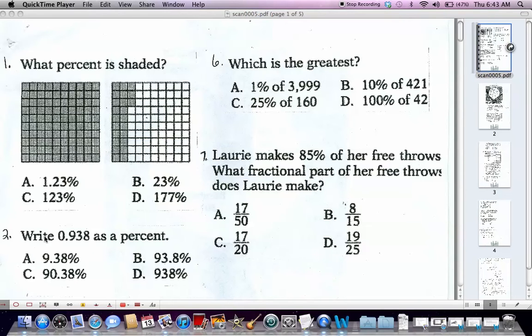Number two, write 0.938 as a percent. Okay? Write it as a percent. 9.38%, 93.8%, 90.38%, 938%. Write this as a percent. This is a decimal. We want to change it into a percent.